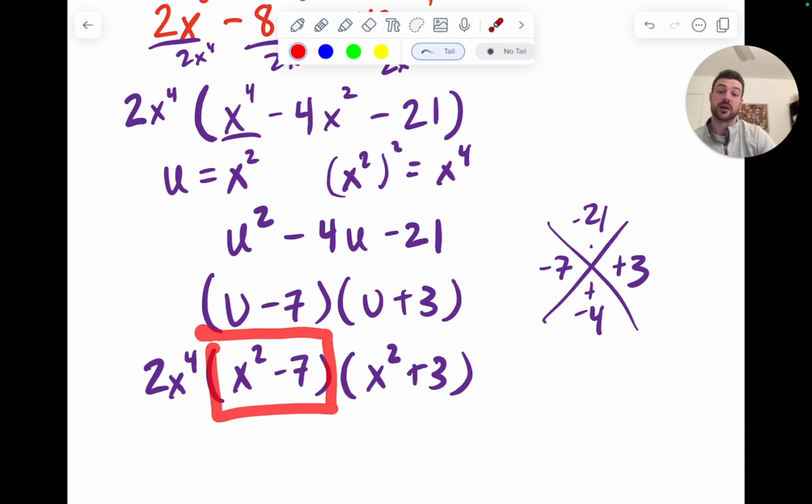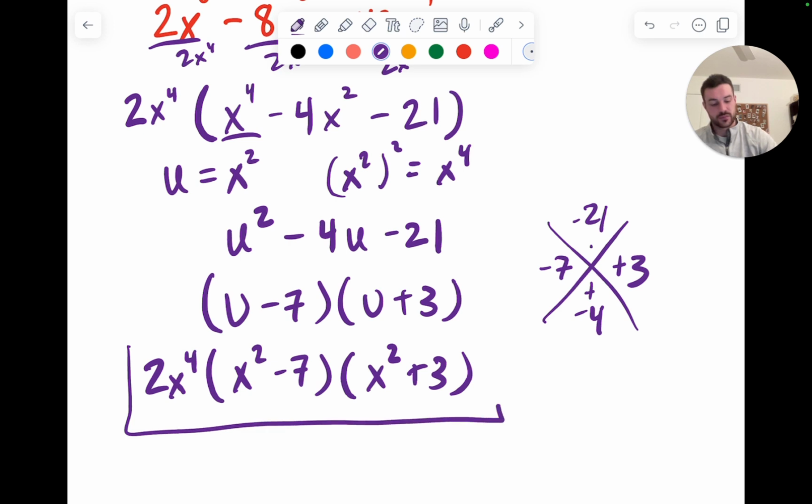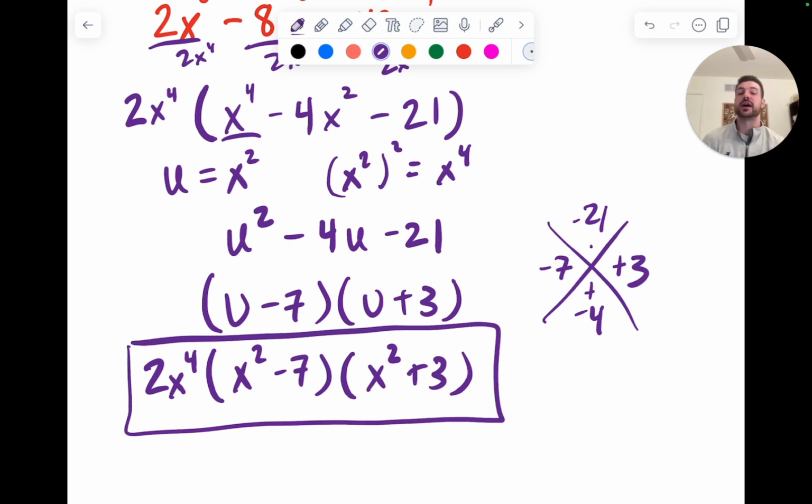Well, x squared is a perfect square, but 7 is not, so that doesn't work. And this one has a perfect square, but it's also adding, so we can't use the difference of squares pattern. This is our final answer.